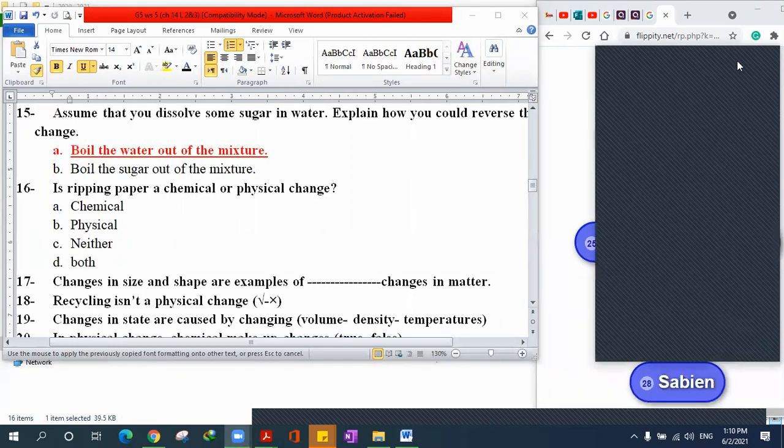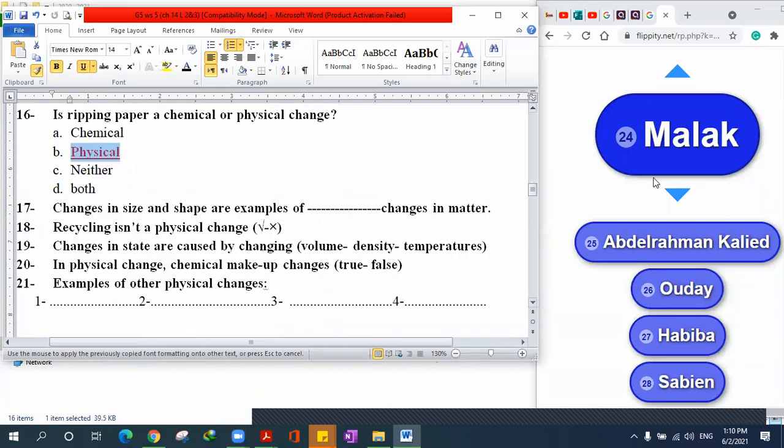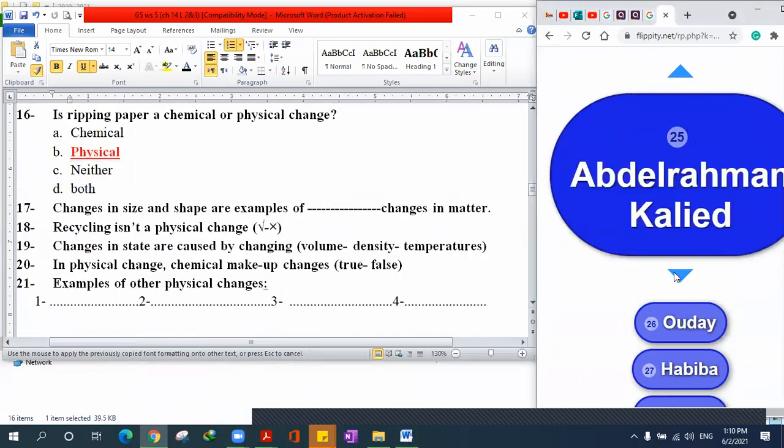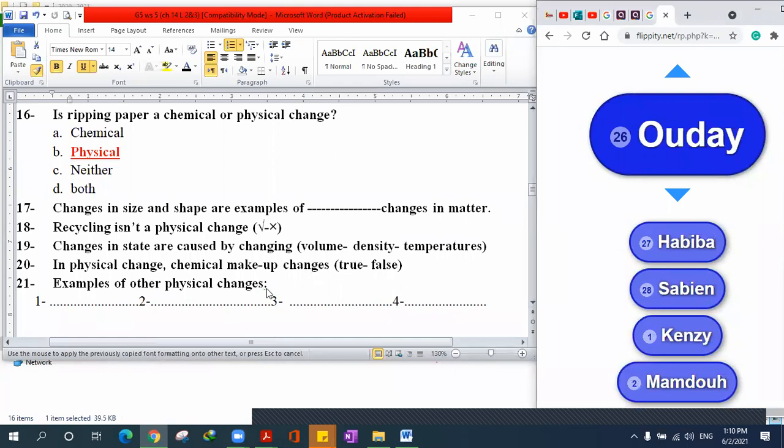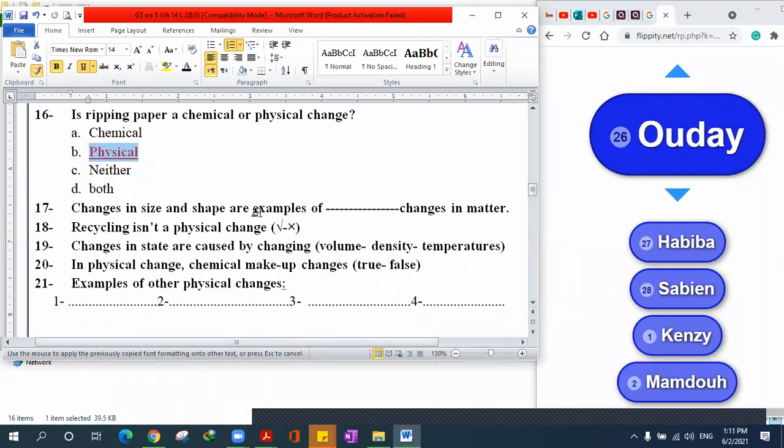Physical change. Yes, ripping paper, which means cutting it too. It's a physical change. Well done. Thank you so much, Malak. Now, Auday, you can answer number 17. Changes in size and shape are examples of physical change. Well done. Thank you so much.